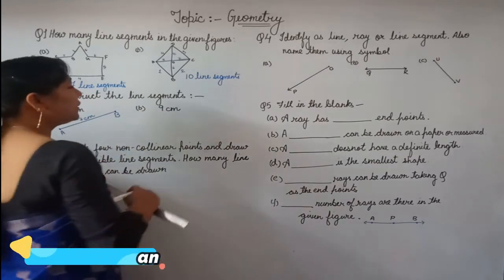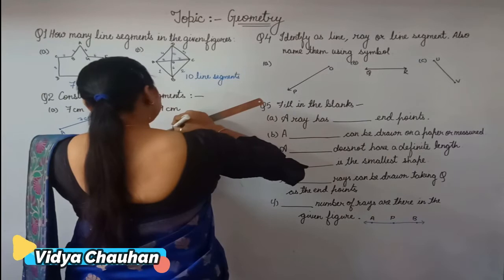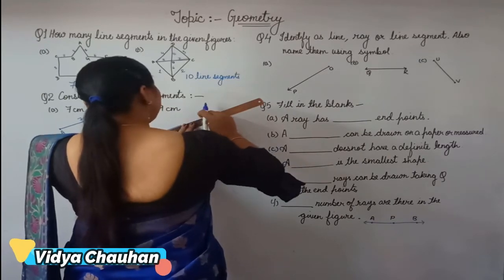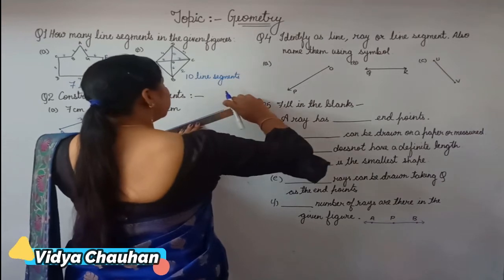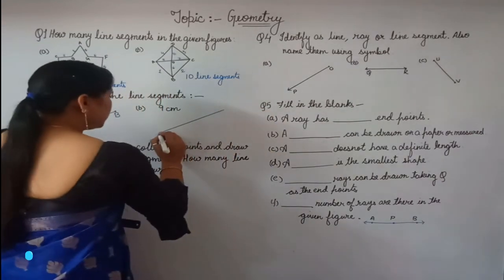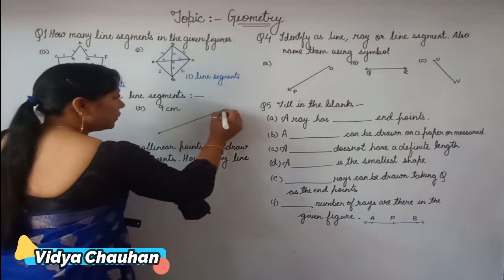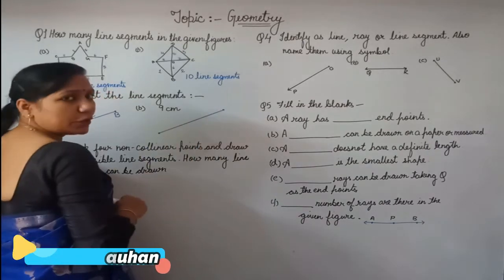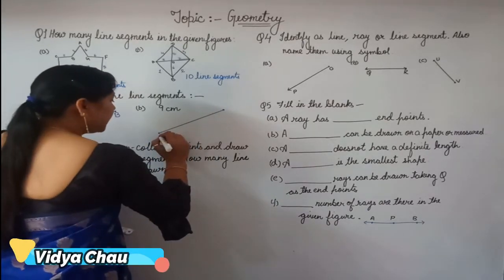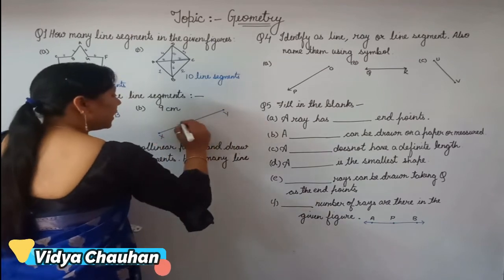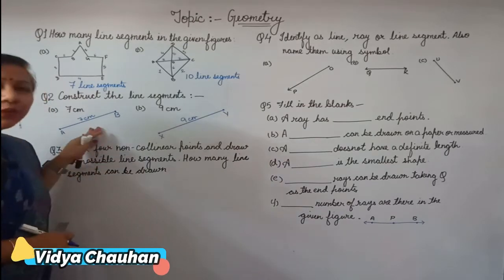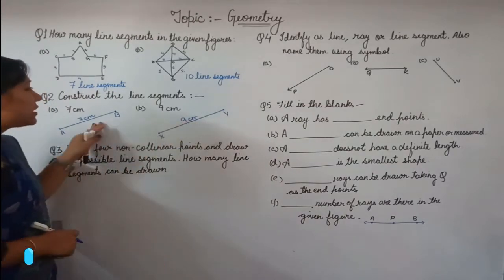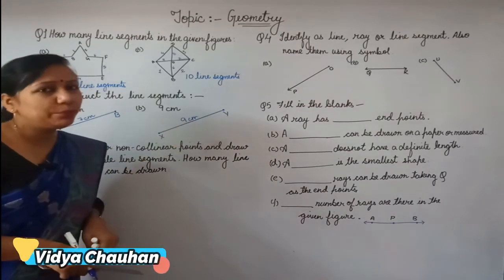Coming to the second one, which is of 9 centimeter, let us draw a line segment using the ruler of 9 centimeter. So this is the line segment, and on both the ends we will put a dot here, and let's give it name XY, and this line segment is of 9 centimeter. So see students, it's so easy to construct the line segment of given measurement.